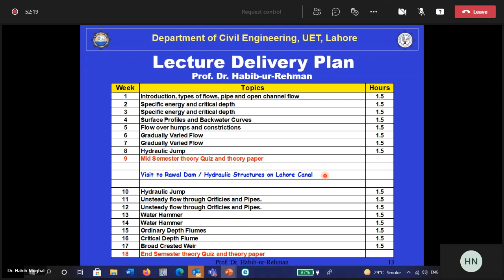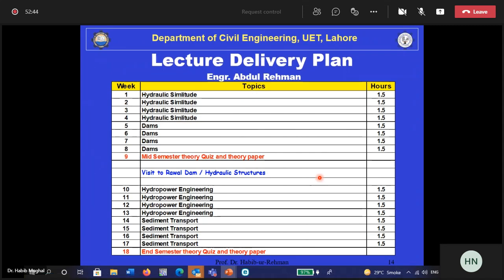a dam nearby Lahore, like Rawal Dam, or any hydraulic structures in Lahore, because during January there is a closure period of the canals, and we can go inside the canals and see the hydraulic structures like canal fall, etc. This is the lecture delivery plan of Engineer Abdul Rahman, and these are shared with you.